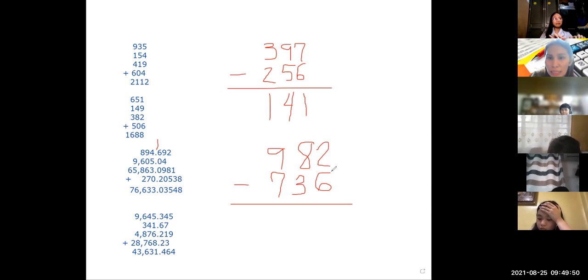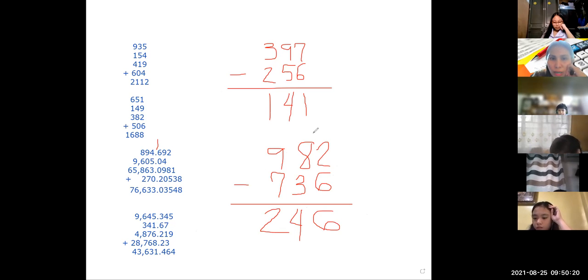Since we cannot subtract 6 from 2, we need to borrow 1 from 8, right? 2 becomes 12. Therefore, 12 minus 6 is 6. 8 here is no longer 8. It becomes 7. 7 minus 3, 4. Okay, correct. And then 3, so, sorry, 2. If we subtract 736 from 982, the difference is 246.